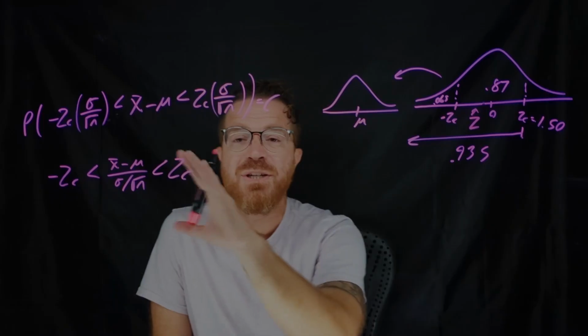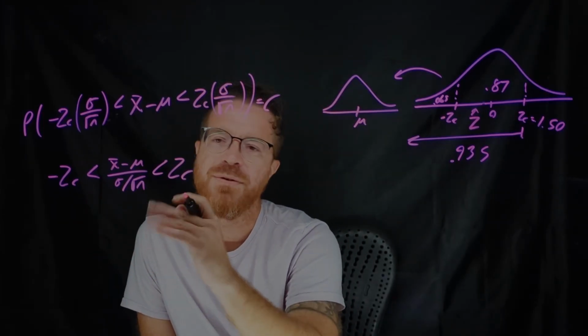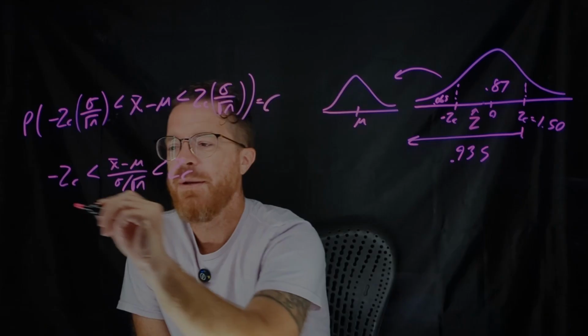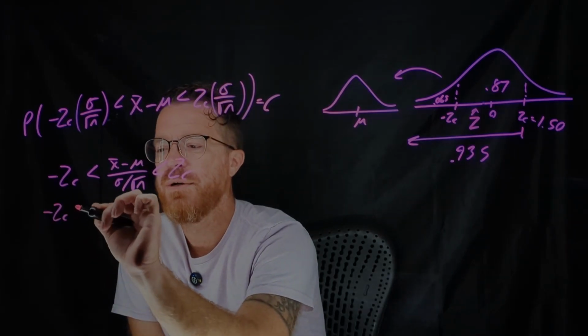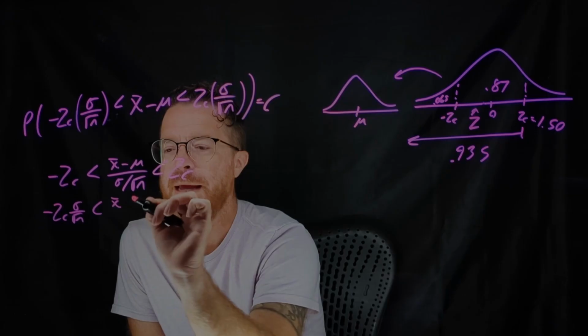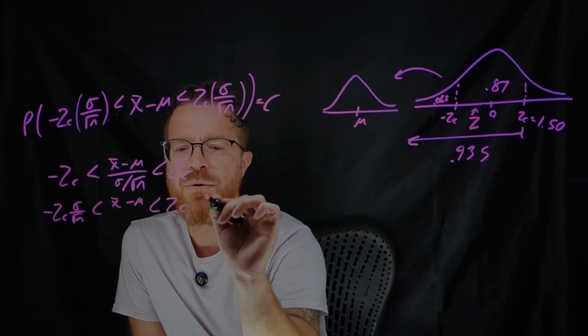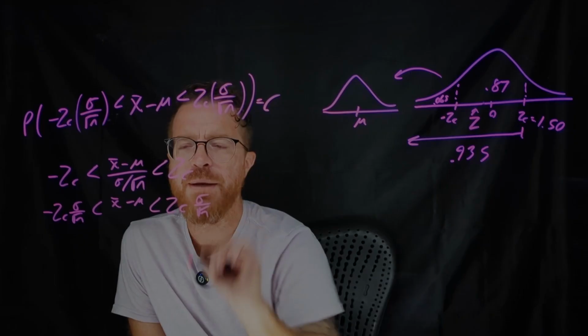So now what we're going to do is solve for mu. First thing I'm going to do is multiply all sides by sigma over square root of n. So this is going to be negative Z critical sigma over square root of n is less than x bar minus mu is less than Z critical sigma over square root of n.